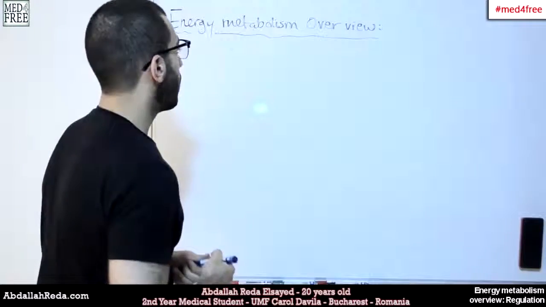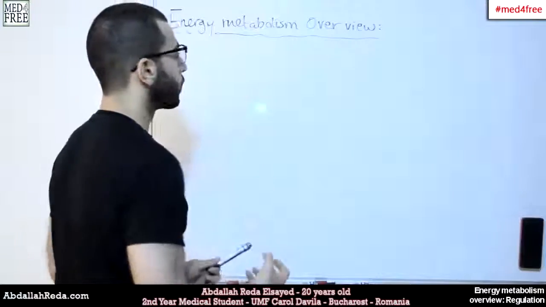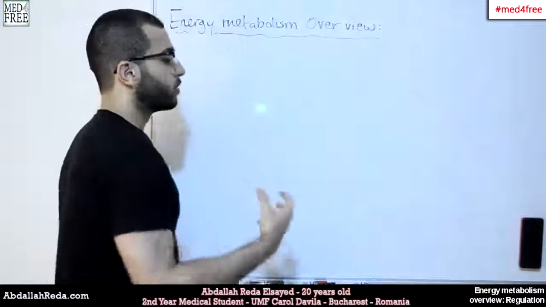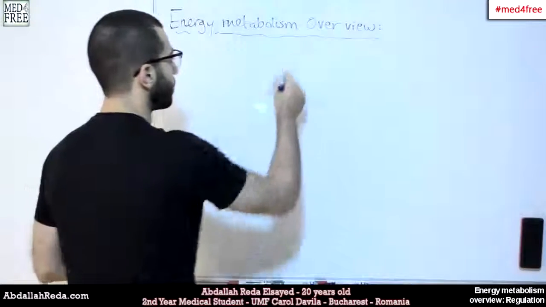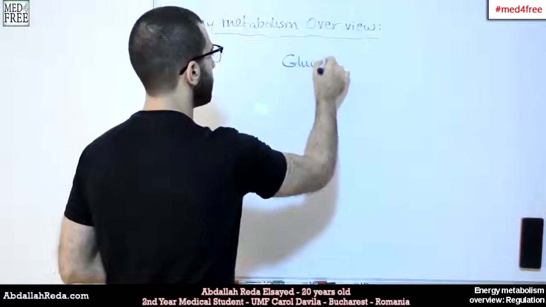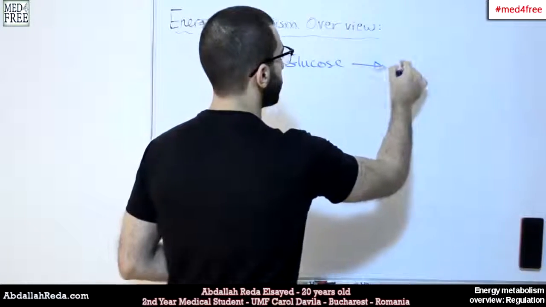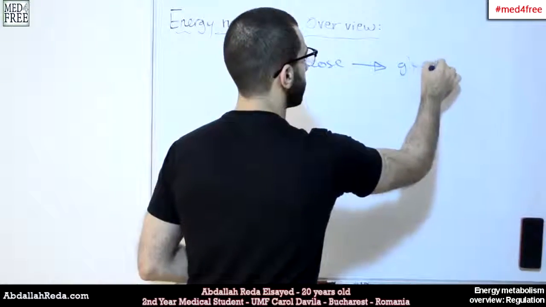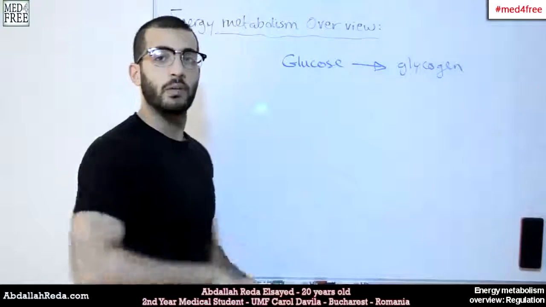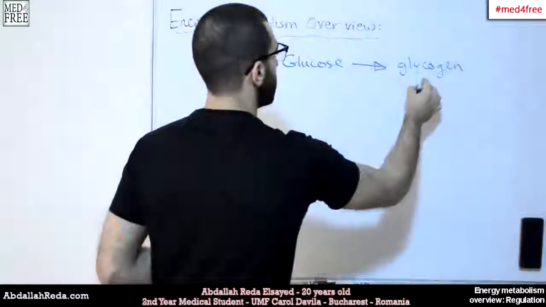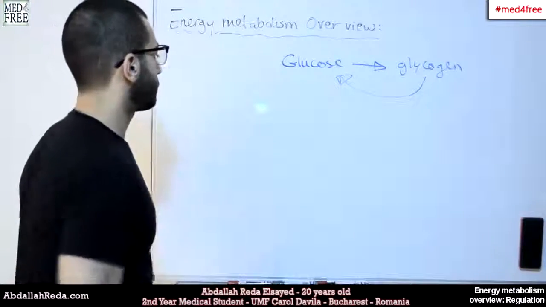Now, we have to know what kind of compounds are stored inside the human body in order to be used as a source of energy later on. So we mentioned that we have glucose, and if we have an excess of glucose, it's converted into glycogen, where it's stored in the liver, in the muscles, and so on, and it can be broken down later and be used again as an energy source to go through the steps that we mentioned before.